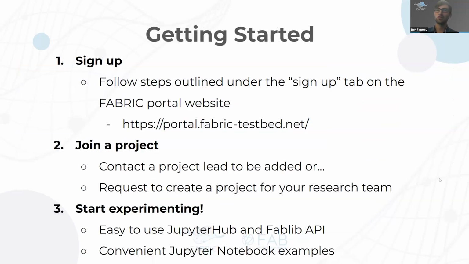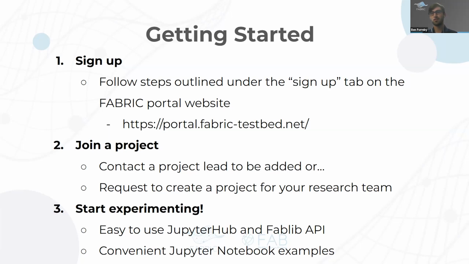Getting started with Fabric is really easy. When you go to the Fabric Portal website, you go to the Sign Up tab in the top right corner and follow the steps that are outlined there. Once you have an account set up, you will need to join a project. You can join a project in one of 2 ways. You can either contact a project lead who you may already know and ask them to add you to their project, or you will need to ask your professor or advisor to request a project for your research team. Once you have an account and are part of a project, you can start experimenting.